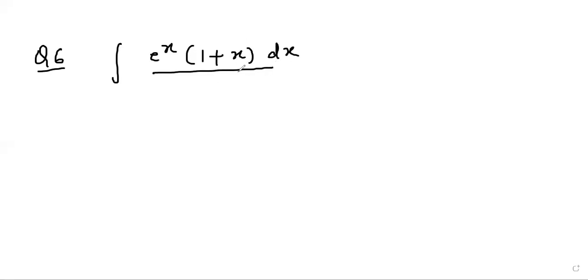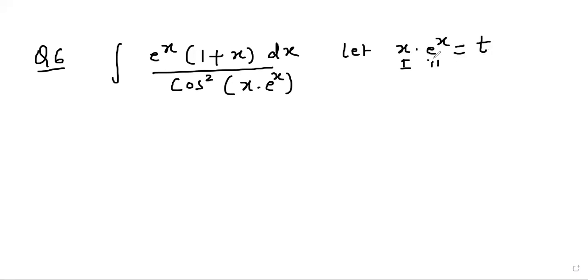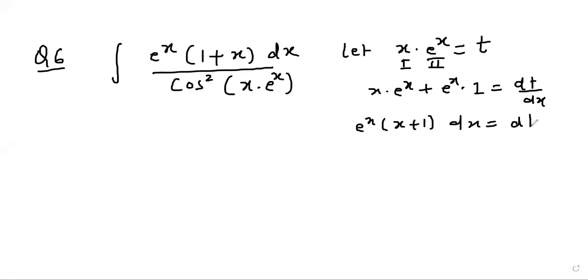Now question number 6. Question number 6 says, integration of e power x (1 plus x) dx divided by cos square (x dot e power x). Let x dot e power x equal to t. We differentiate by using the product rule. So x into e power x plus e power x into 1 equals dt upon dx. So e power x (x plus 1) dx equals dt.